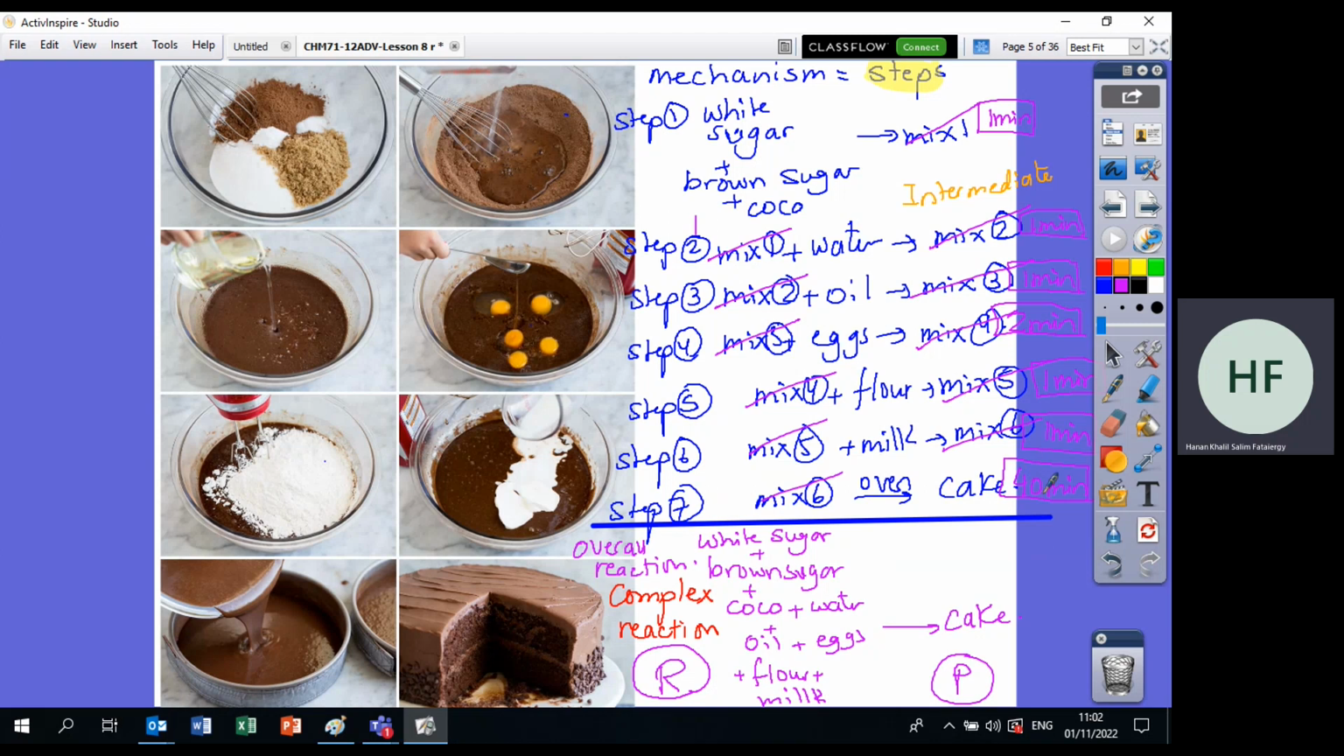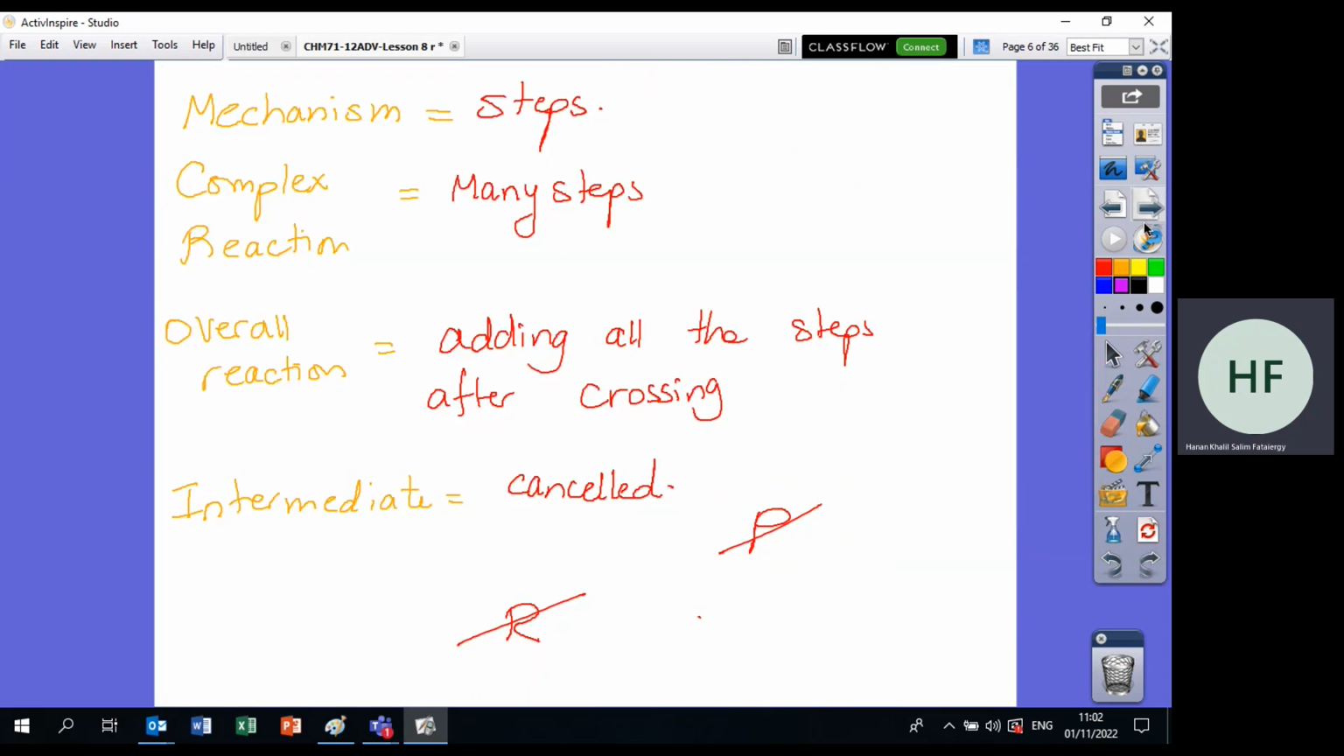No. The speed of making a cake is minimum 40 minutes, because this is the longest step and it should stay in the oven for 40 minutes. I cannot make this step faster. If we make the oven hotter, the cake will burn. Okay, so I cannot make a cake in less than 40 minutes. It has to stay in the oven 40 minutes. I can make these steps faster, yes, but this one I cannot make it faster.